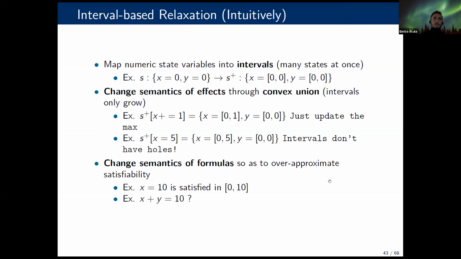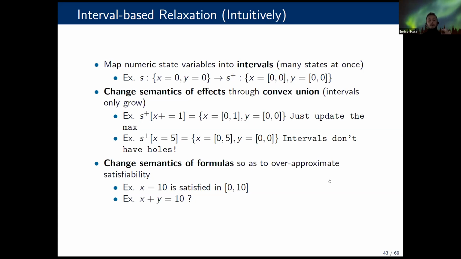In an interval-based relaxation, very intuitively, you map all your numeric state variables into intervals, each variable into an interval. For instance, you start from the initial state where you have degenerate intervals that actually represent only a point. And this representation serves the purpose of representing many states at once.